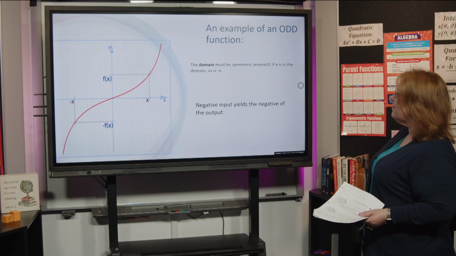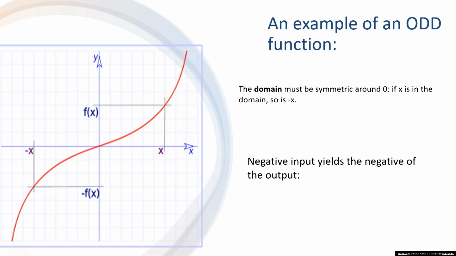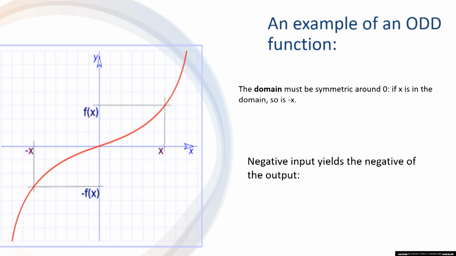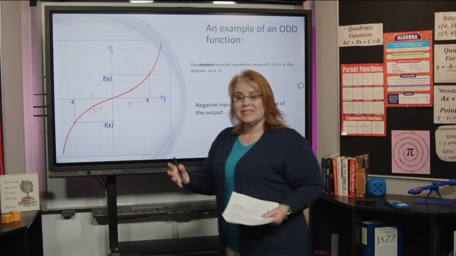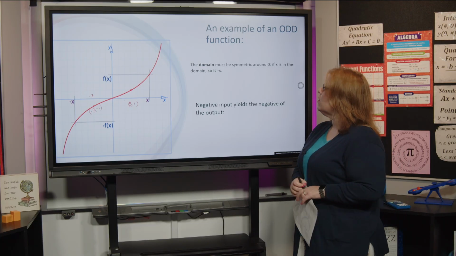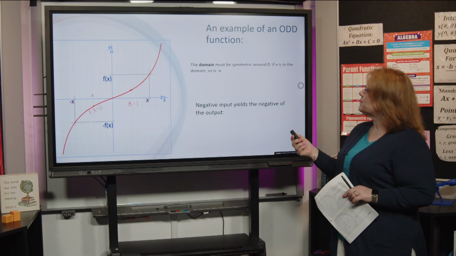Let's look at an example of an odd function. The domain must be symmetrical around 0 or the origin. If x is in the domain, so is negative x. Negative inputs yield the negative of the output. So let's see this. Right here is 1, 2, 3, 1. If I have the negative 1, 2, 3, this is negative 3 down here, so this would be negative 3, negative 1. So if I put in the negative of my input, I got the negative of my output. So that is a wonderful example of my odd function.